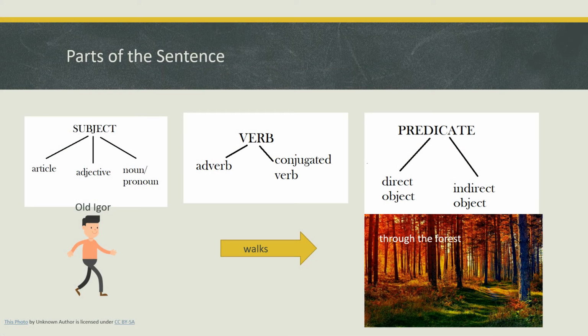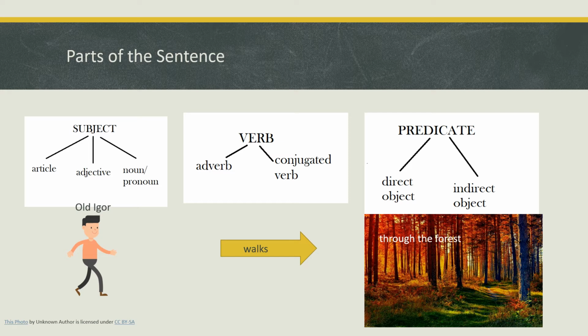So the subject is basically the protagonist of the sentence, the doer, the person or the thing that acts, right? The subject may have up to three components. It may have an article, definite or indefinite, sorry. It may have an adjective, but it must have a noun, right? So one and two are optional, but number three is always required.